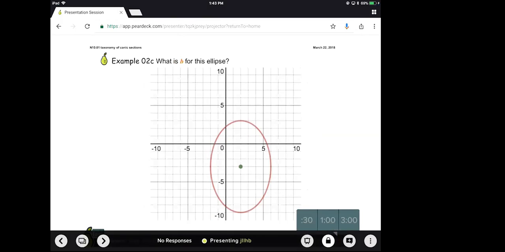Wait, so I know you can use the cheat, but how would you actually know that A is the bigger number? A is always the bigger number. A is always the length of the major axis, and it's called major because it's big. The major axis is the long side, and A is always half of that long side. Okay.